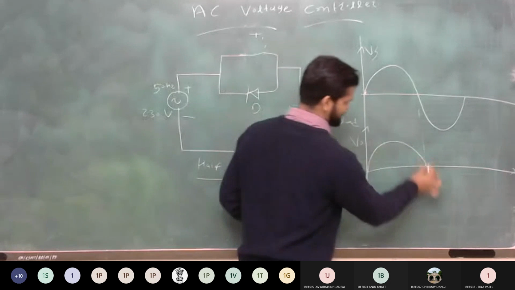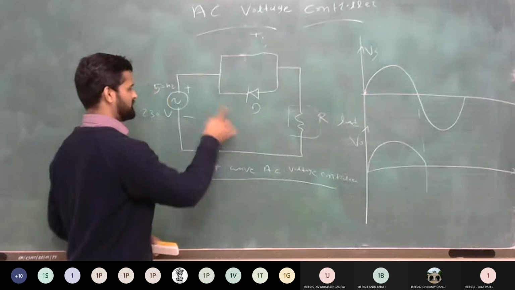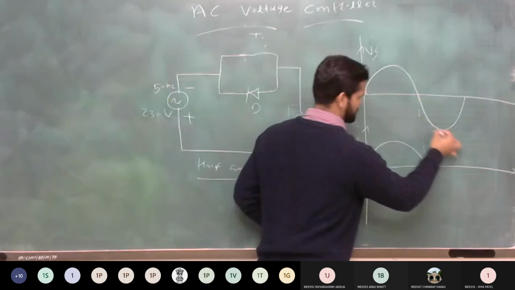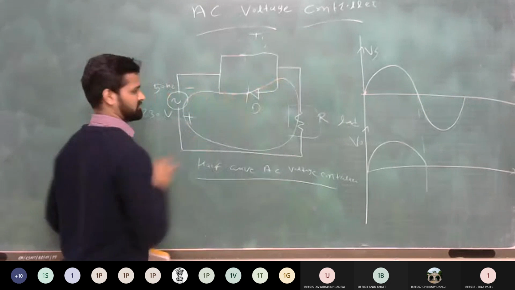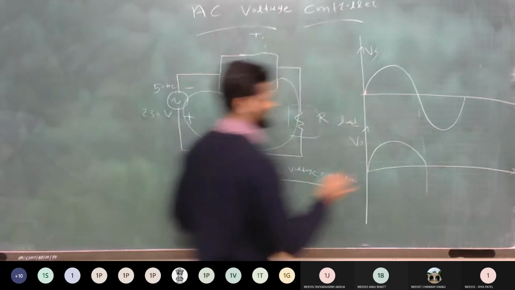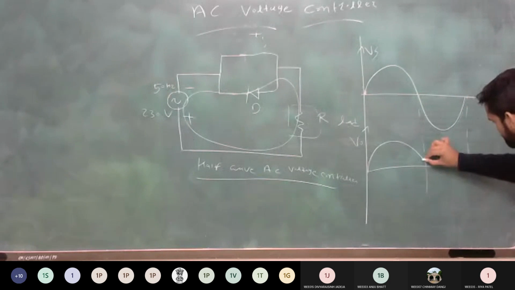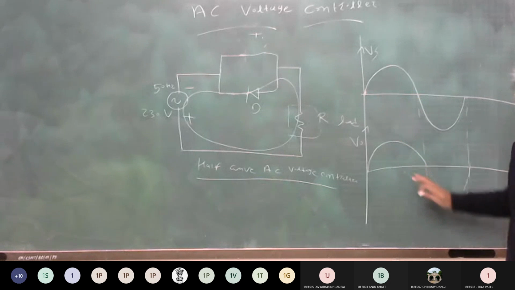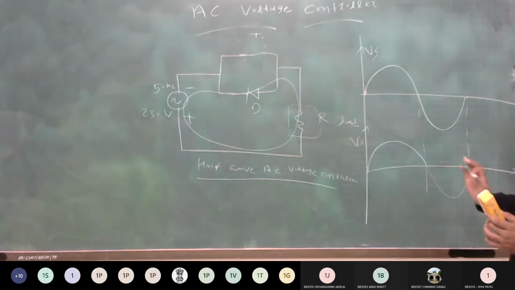So for the positive half cycle you get the same voltage as the supply. During the negative cycle of the supply, it means this cycle, your diode D2 is conducting like this. Clear? So you get the full negative cycle of the supply across the load side. It means whatever the supply voltage, you get the same voltage at the load side. But what is the difference here?